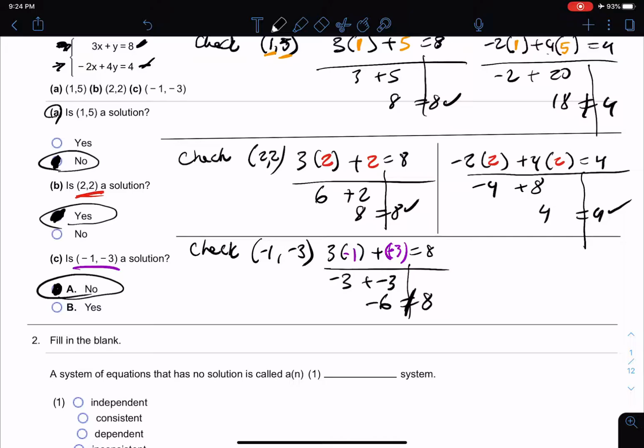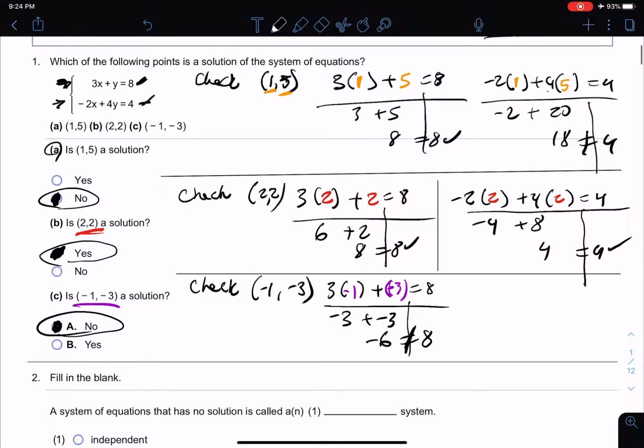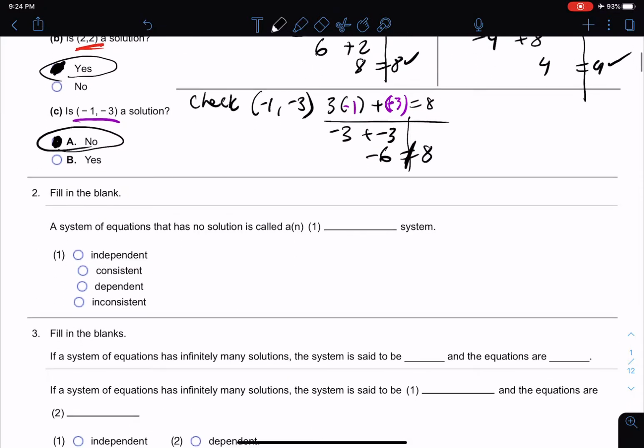Okay, so that was kind of a pain, but on this particular problem, they gave us 3 possible solutions, and we had to check both equations for each one of those possibilities. Usually when we're solving these problems, we don't have the solution. We actually have to find them ourselves. Okay, let's see what's next.